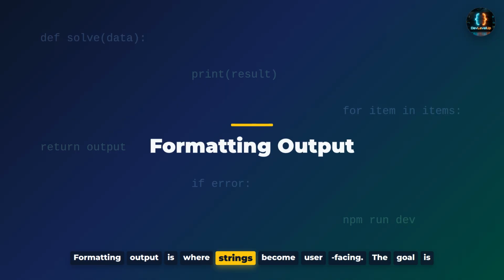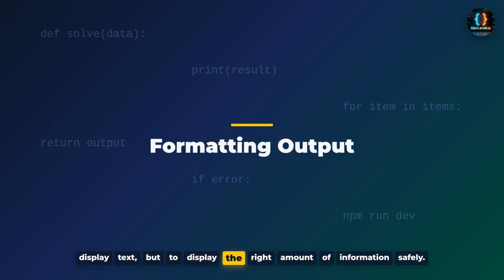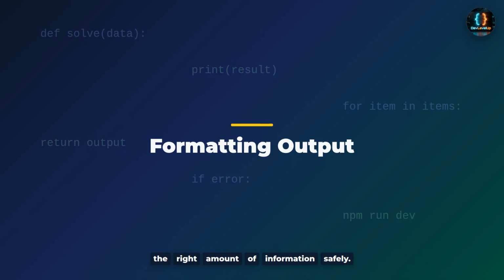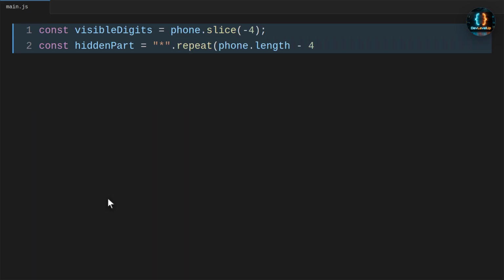Formatting output is where strings become user-facing. The goal is not only to display text, but to display the right amount of information safely. When a page shows sensitive data, users usually need recognition, not the full value. We keep the last 4 digits with slice, create the hidden part with repeat, then run the script and check the masked phone number. Let's break down the result.